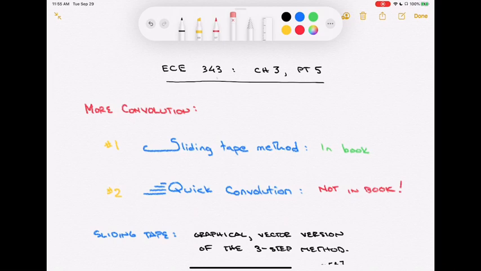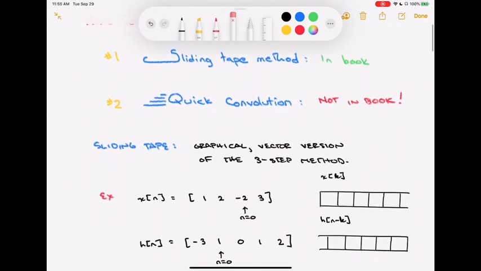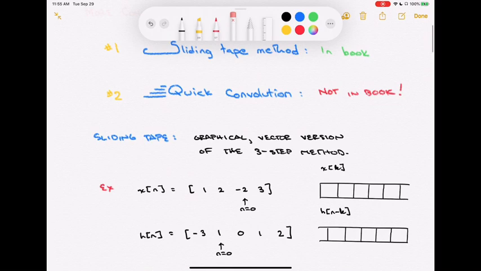The sliding tape method is really just a graphical vector version of the three-step method we've already looked at. Rather than go back through all those steps in an explicit way, I'd like to demonstrate the sliding tape method through a simple example. So let's take a look at an example of two signals that we want to convolve together.